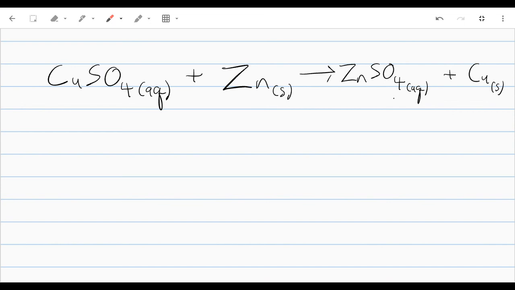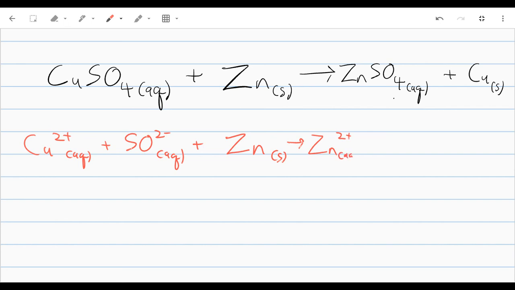Now, what we want to do is write out all of the possible ions that are present here. So what I'm going to do is ionize my ionic compounds. Copper 2 sulfate is going to turn into copper 2 plus and a sulfate ion. The zinc, though, is solid, so it's not going to do anything. It's going to remain solid. On the other side, zinc sulfate becomes a zinc ion, again sulfate ion, and the copper stays as is.